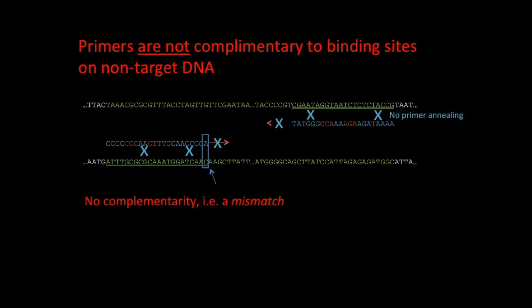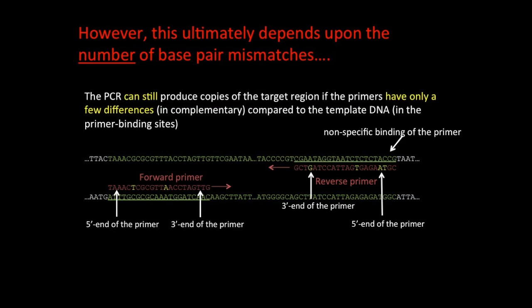However, the PCR will not produce copies of the target region DNA if the primers are too different and not complementary with the template DNA in the primer binding sites. Realistically, however, the PCR can still produce copies of the target region if the primers have very few differences in complementarity compared to the template DNA in the primer binding site. The capacity of a primer to bind to the template DNA and originate a positive PCR amplification depends upon the number of base pair mismatches.